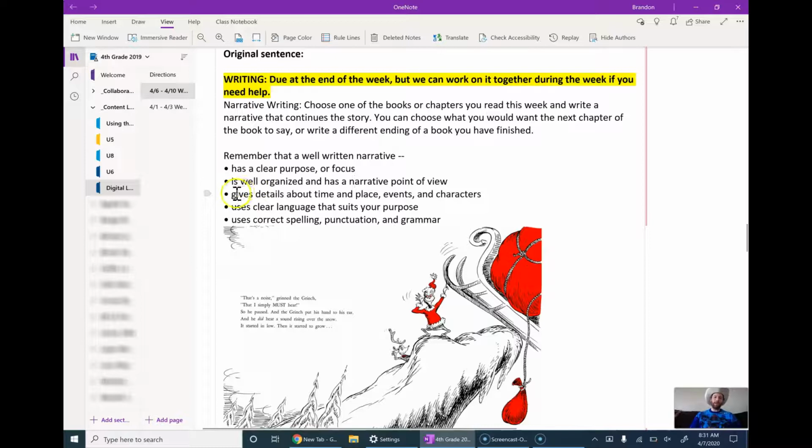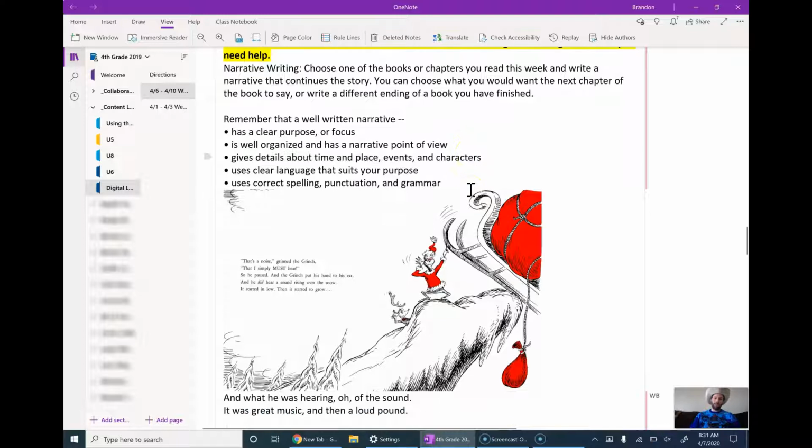You need to make sure you give details about the time and place, events and characters, that your language suits your purpose. This is going to be what you'll see with mine. And that you use correct spelling, punctuation, and grammar.